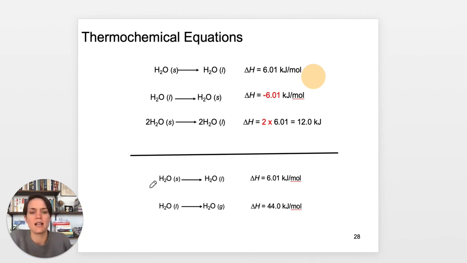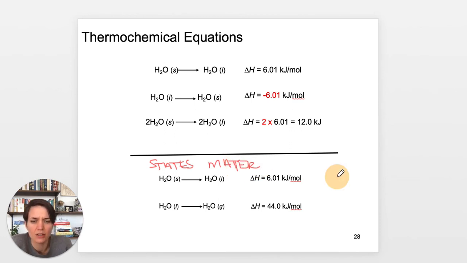Okay, so one really important thing to remember is that states are going to matter. There's two T's there. So solid going to liquid, that enthalpy change is 6.01 kilojoules. So that solid ice needs to absorb 6.01 kilojoules per mole of water that you had. What does that mean? If you had 18 milliliters of water, you would need to supply it with 6.01 kilojoules in order to melt all of that ice to liquid.